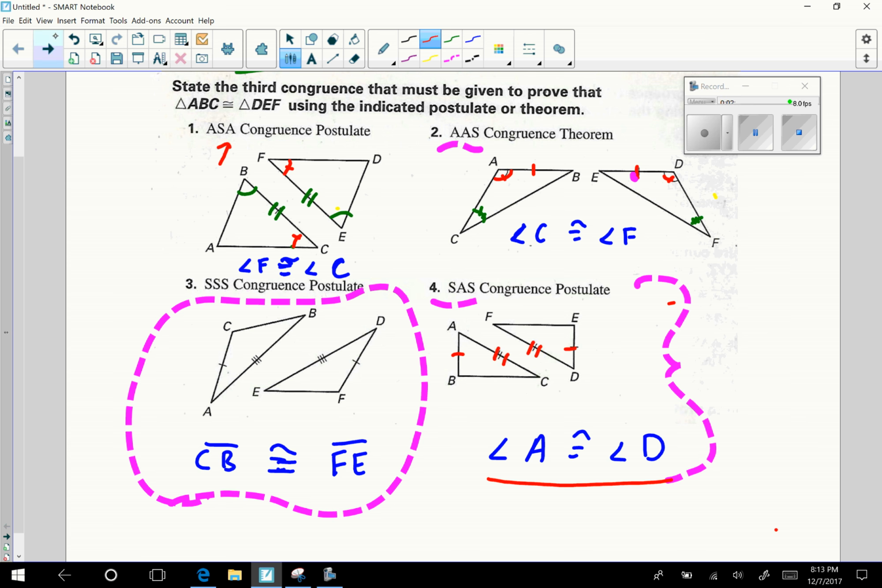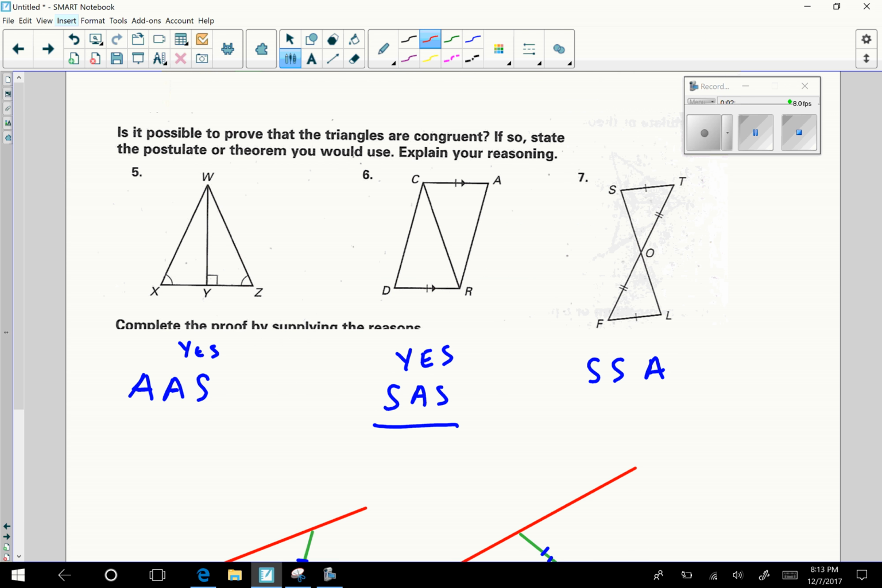Let's go to the next few problems. Is it possible to prove these triangles are congruent? If so, state the theorem we would use. Let's diagram this problem out. Number 5, where I have these pair of congruent angles corresponding.